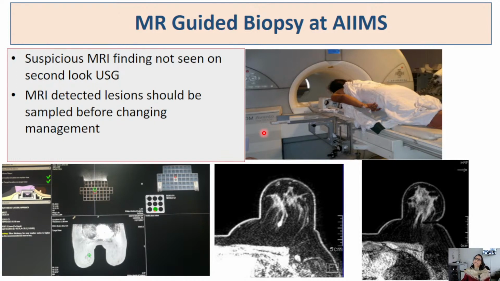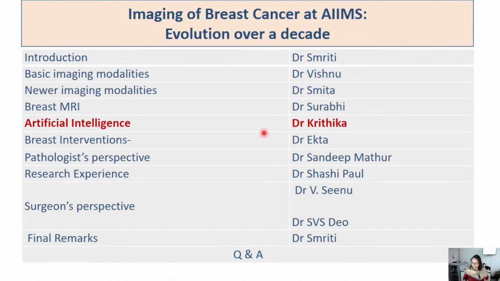Any suspicious MRI morphology that is seen should be taken up with a second look ultrasound, and more often than not we are able to pick up these abnormalities on a second look ultrasound, because we now know the clock face location and the position or the depth of the lesion. And we should take into account that all MRI detected abnormalities should be sampled before it can lead to a change in management. Thank you.